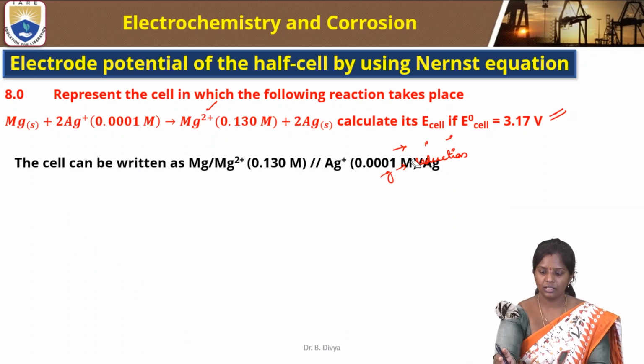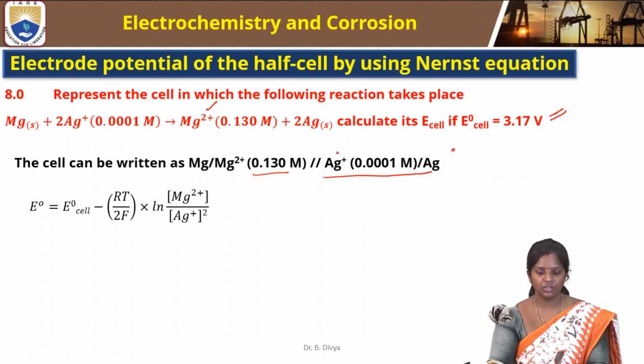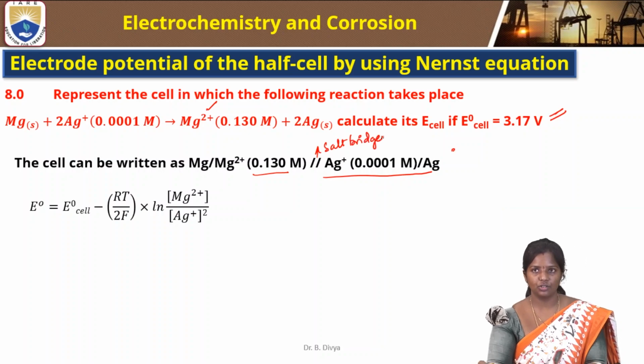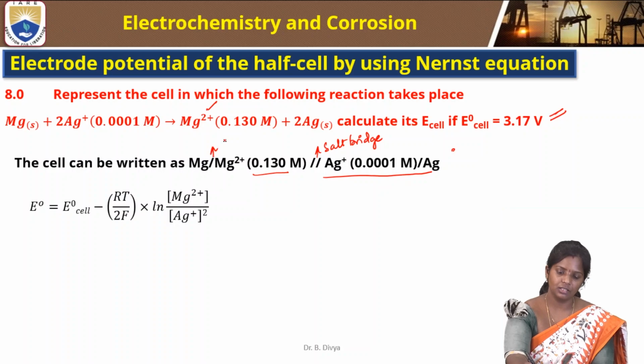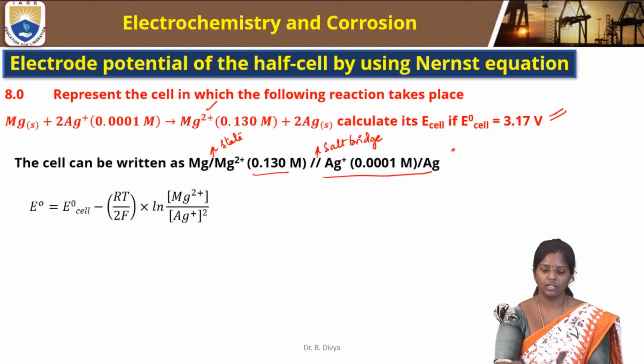So now we write this. Mg to Mg2+ at 0.130 molar, and Ag+ to Ag at 0.0001 molar Ag+ ions. This is the cell reaction that is going on. This is the salt bridge, which indicates there is separation of the cell electrodes, and there is a change in physical state. Magnesium solid is converting to aqueous. So there is a change in state and a salt bridge. So this is the cell.